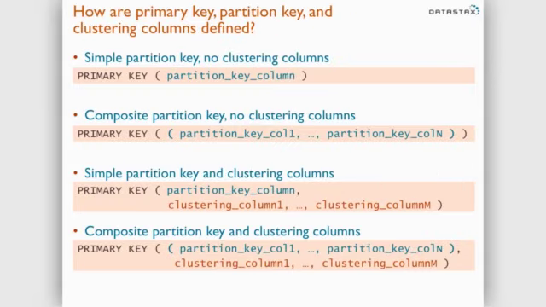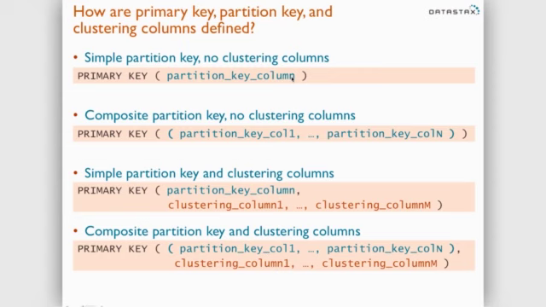There are 4 different variations of declaring your primary key. And here they are, all 4 of them. We've seen examples of some of these. Here is the simplest case, where you just have one field in your primary key. If you only have one field in your primary key, that is your partition key, as we can see here in blue.